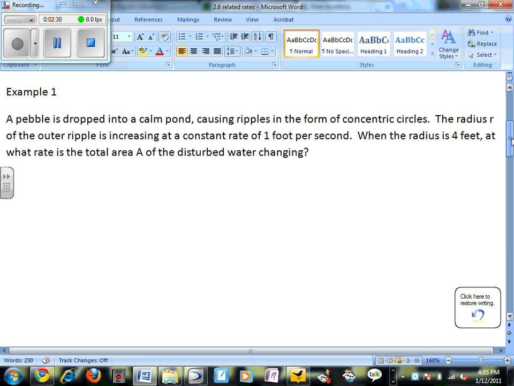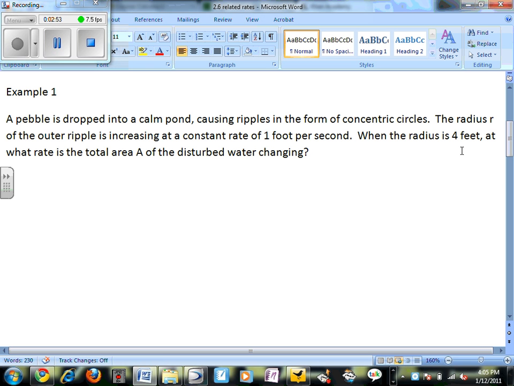So in our first example here, we're looking at a pebble that is dropped into a calm pond, causing ripples in the form of concentric circles. The radius of the outer ripple is increasing at a constant rate of 1 foot per second. When the radius is 4 feet, at what rate is the total area of disturbed water changing?